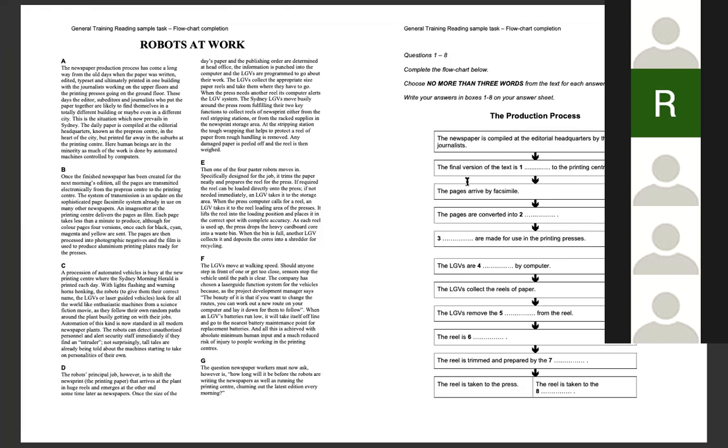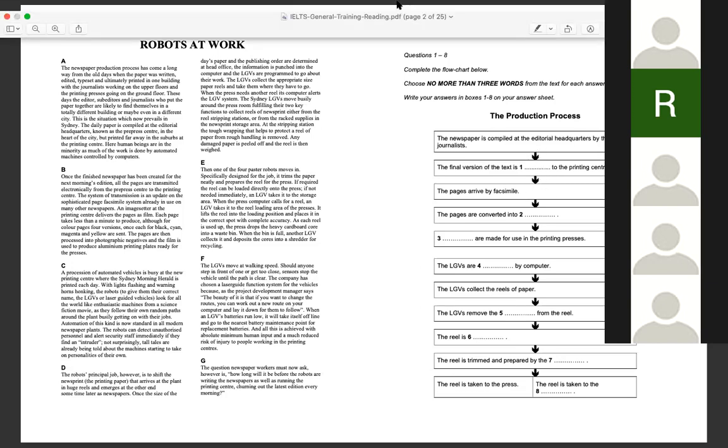So if the final version of the text is dash to the printing center, you might think of a word like brought to this printing center, taken to the printing center, or published in the printing center. Some kind of a verb, right? Some kind of an action. Either brought or taken or a word like that. Okay, so we know we are looking for a verb here.